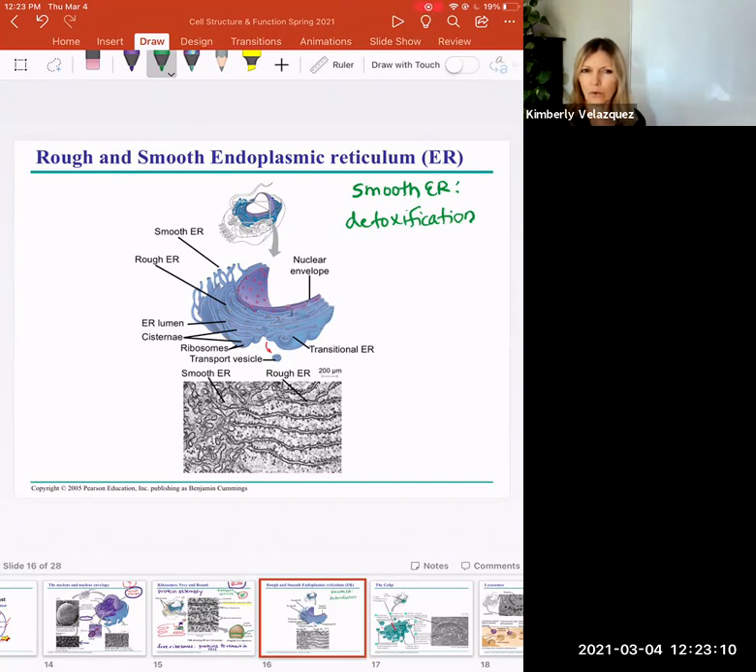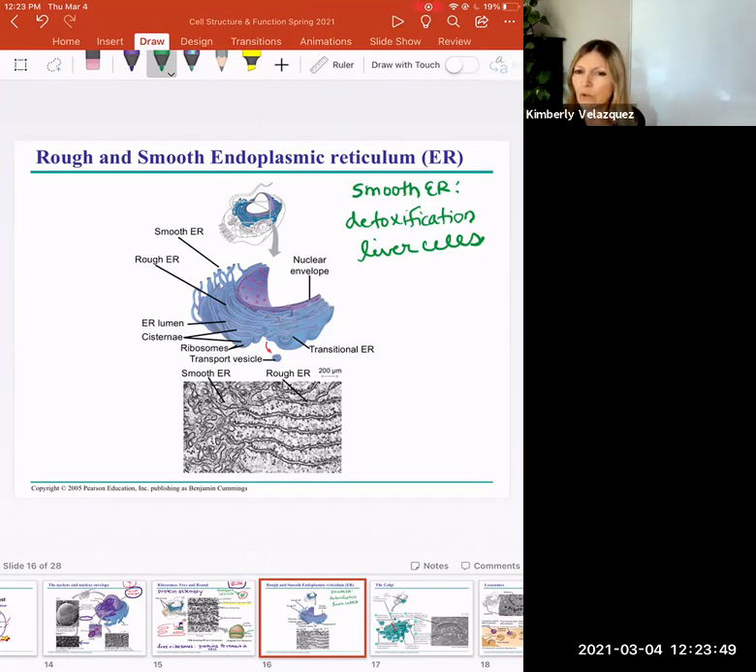So what organ do you think in the body would have cells that have a lot of smooth ER? Where in the body do you do most of your detoxification? It's in your liver. So liver cells are involved in detoxification. They would have a lot of smooth ER.